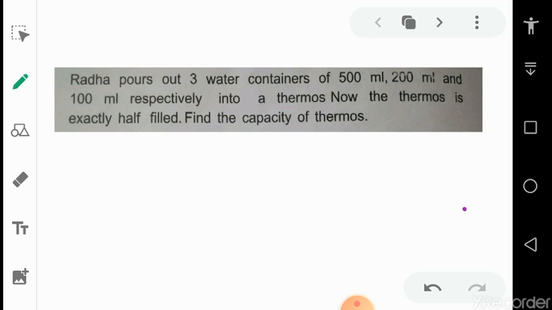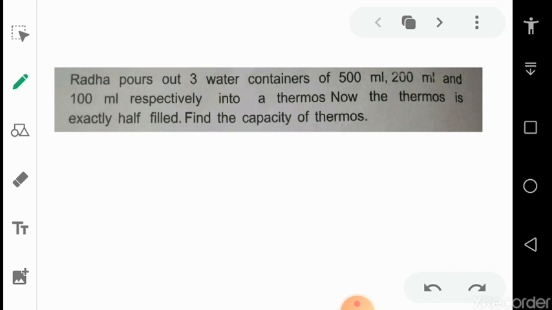So the first problem is: Radha pours out 3 water containers of 500 ml, 200 ml and 100 ml respectively into a thermos. Now the thermos is exactly half filled. Find the capacity of the thermos. So students, we have to decide the capacity of the thermos as it is given that it is half filled with all the 3 given containers.